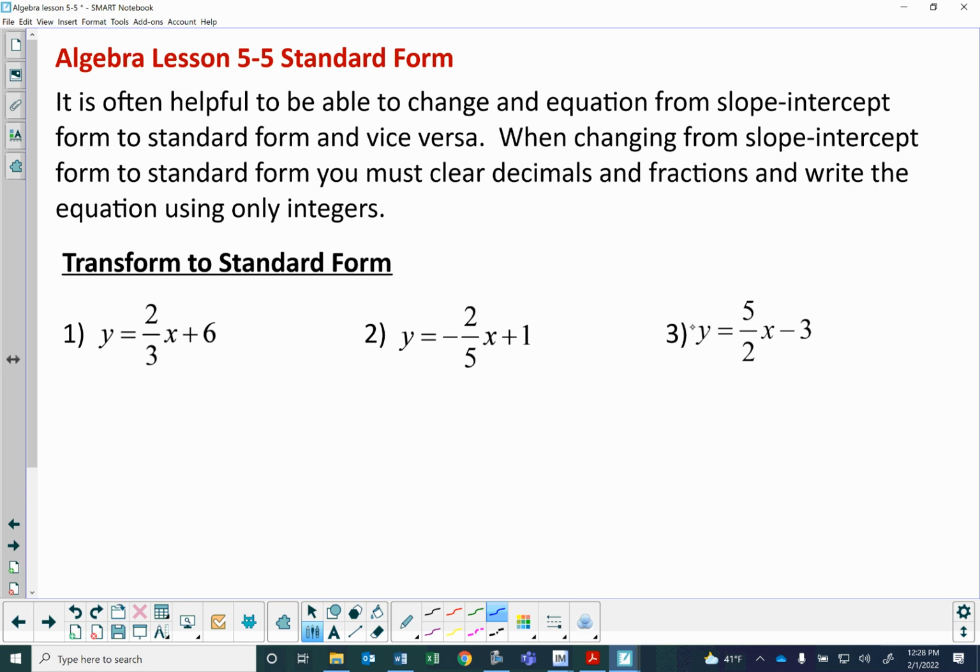So if I needed to transfer the following 3 equations to standard form, the first thing I'm going to do is I normally clear my fractions first. If I look at problem number 1 here, I have y equals 2/3 x plus 6. I don't need to get rid of the 2/3. I just need to get rid of the denominator. So don't think you have to multiply everything by 3/2, because if you do, you're still not going to get rid of your fraction. You just need to focus in on the denominator.